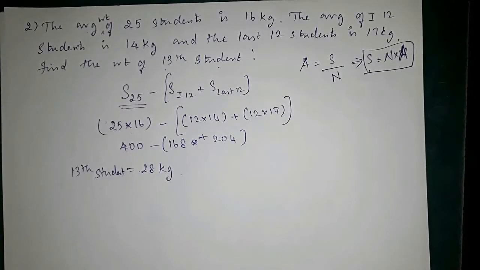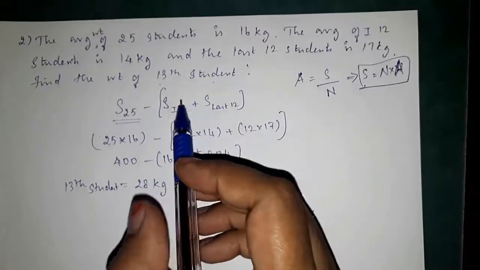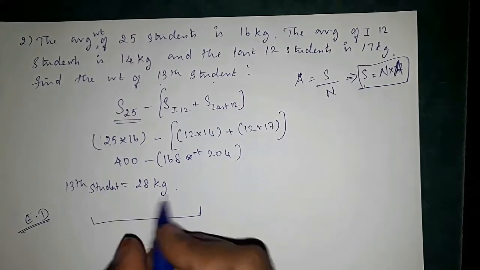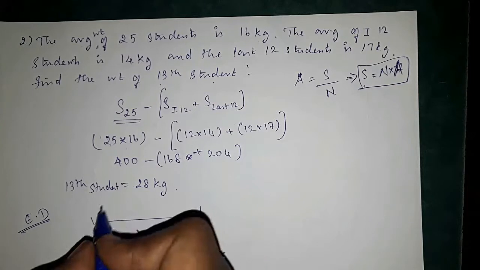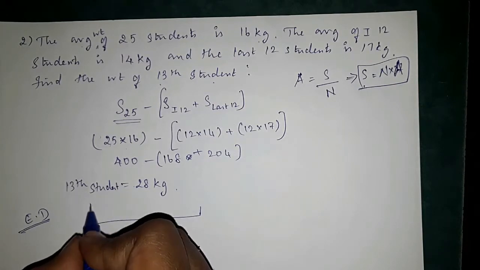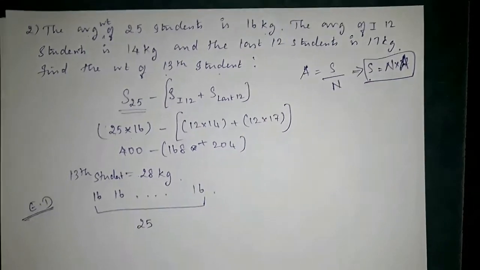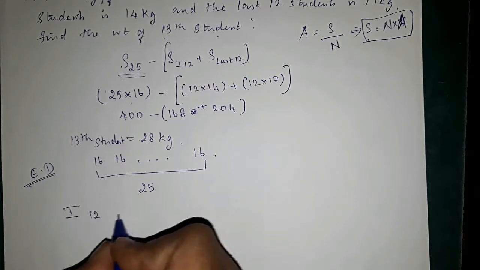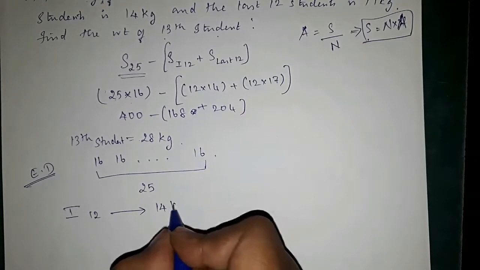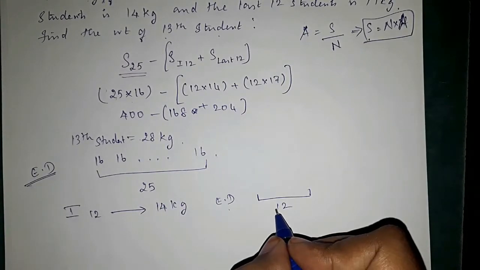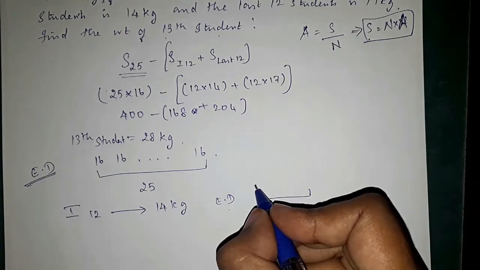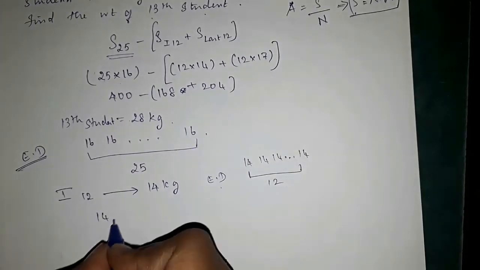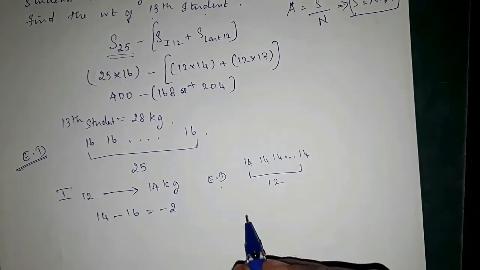Now we will solve using the equal distribution method. It's given that the average weight of 25 students is 16 kg. So we assume that each student in the batch of 25 students has a weight of 16 kg. The first batch of 12 students has an average weight of 14 kg, so we assume that each student of the first batch has a weight of 14 kg, which is 2 less than the assumed weight of 16 kg.